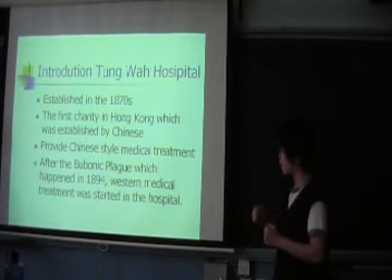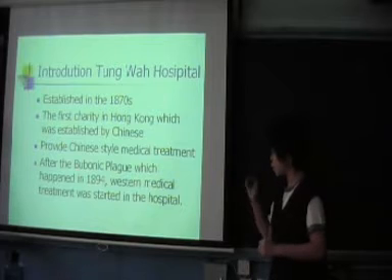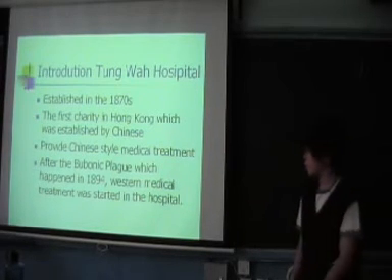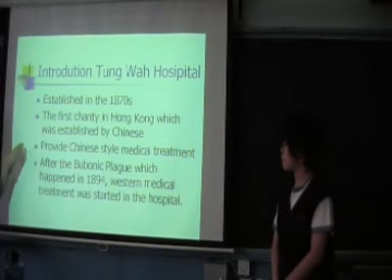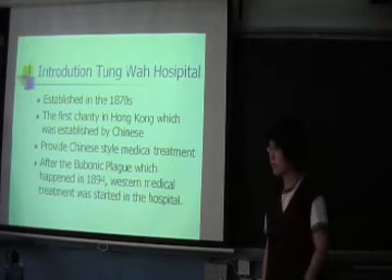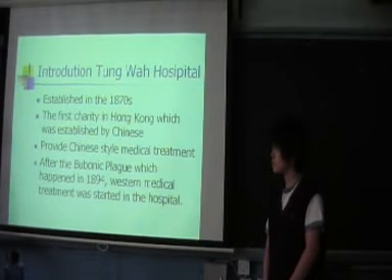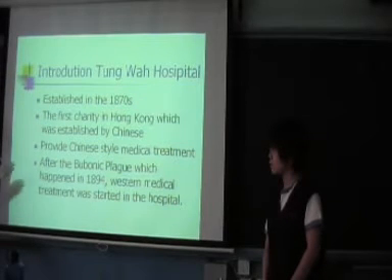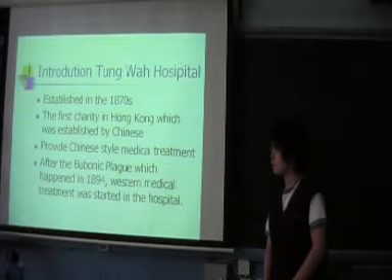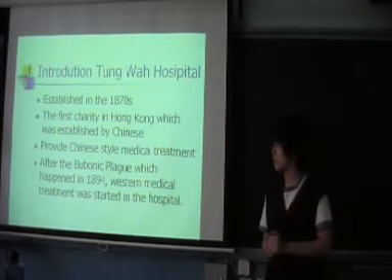It provided Chinese-style medical treatment at first, and after the bubonic plague, which happened in 1894, Western medical treatment was started in the hospital. Actually, Chinese people wanted to come here because, as we said just now, they didn't believe in Western medicine. Before this time, Tung Hua Hospital was having their Chinese medical treatment, and most of the Chinese people believed in that, and they would go to this place.